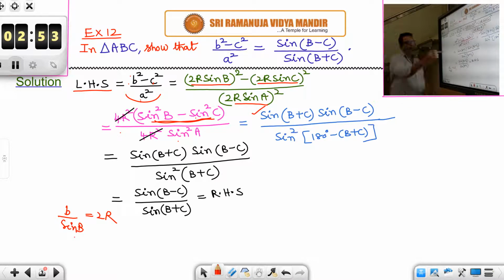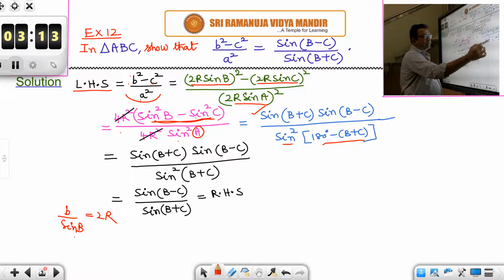Do you remember this formula? Sin square A minus sin square B is equal to sin(A plus B) into sin(A minus B). So okay, that formula. Here in place of A I can write 180 minus (B plus C), because A plus B plus C is 180 degrees. So A is equal to 180 minus (B plus C). But sin(180 minus theta) is sin theta only. So denominator is sin square (B plus C). Numerator no change, sin(B plus C) into sin(B minus C).